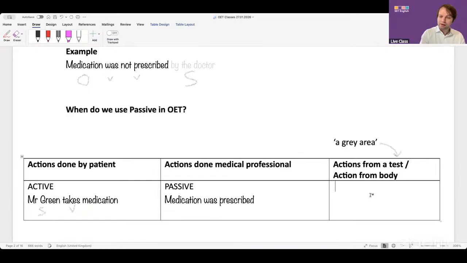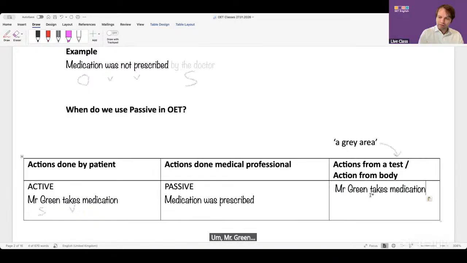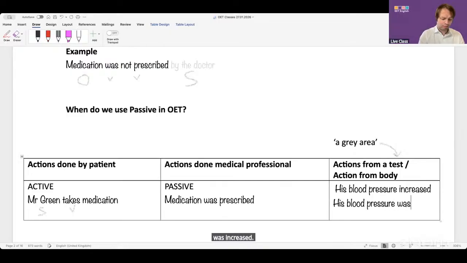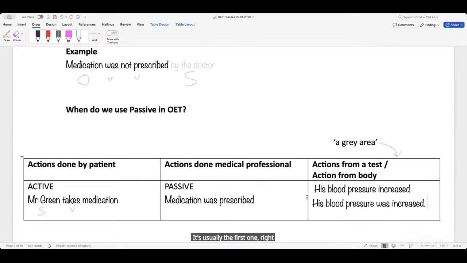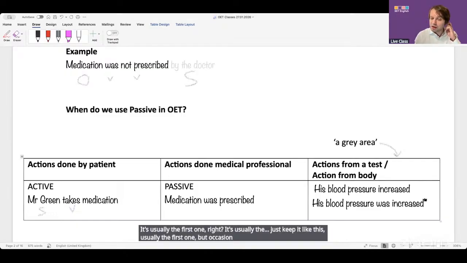Active. Do I say, if Mr. Green, do I say his blood pressure increased? Yes. Or his blood pressure was increased? The first one. It's usually the first one, right? I just keep it like this. Usually the first one, but occasionally we would use the other one. Usually it's the active.